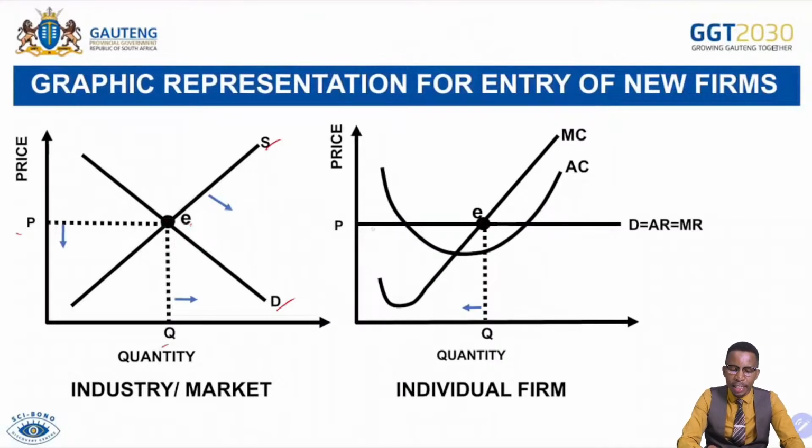For that reason, our demand curve will be horizontal, meaning the firm will be taking the price, which is P, exactly on the same line. Then we say D equals AR equals MR. After that, remember, we have our supply curve as MC. MC is our supply curve under the perfect market.